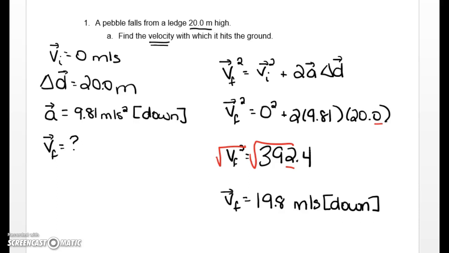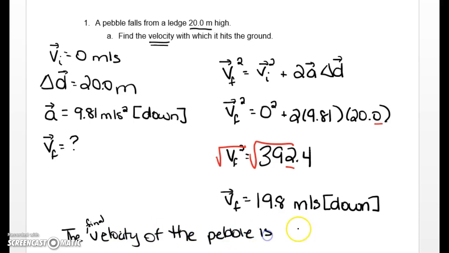And then this one here is, in a very small way, technically a word problem. We're given a little situation about a pebble, so we do want to write a sentence for that one. So we could say the final velocity of the pebble is 19.8 meters per second down. So once again, just remember velocity is a vector quantity, so you need both a magnitude and a direction. And make sure you guys are keeping track of sig figs as you go throughout these problems.